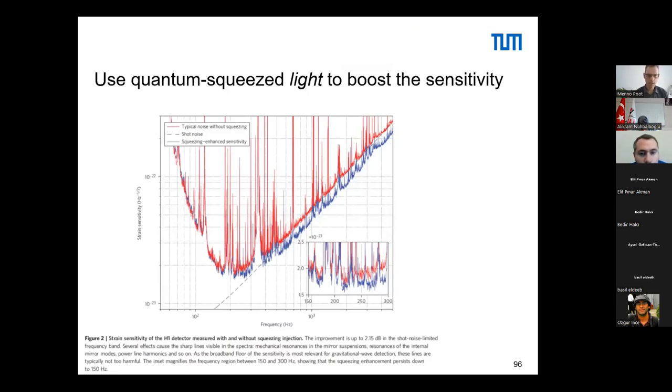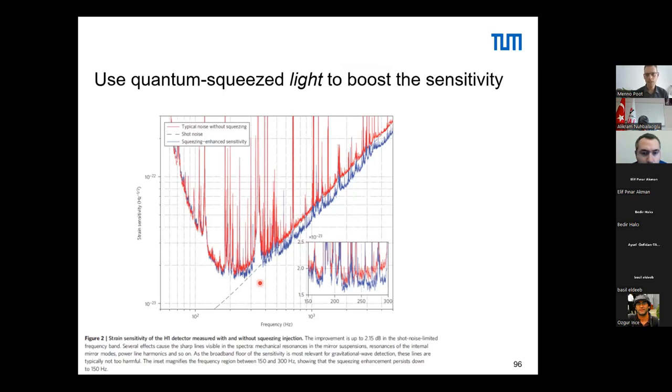And then by injecting the squeezed light, they were able to get below this dashed line, the shot noise limit, by a little bit. And was that little bit just what they needed to detect the gravitational wave or not? I guess we'll never know, but it definitely shows you that you should really play every trick in the book that you can find to build these gravitational wave detectors.